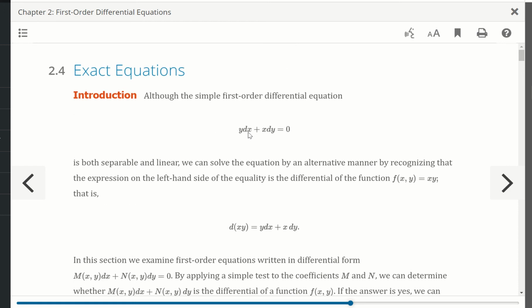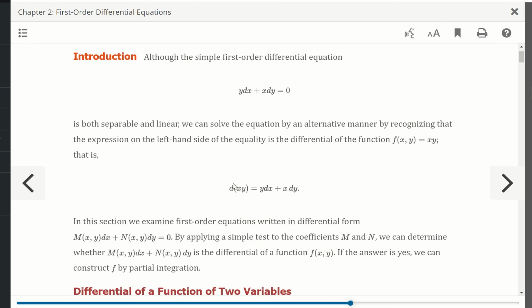A new, alternative way to solve this is to recognize the expression y dx plus x dy as the differential of the function f of x comma y equals xy. If we take the differential of xy, it equals y dx plus x dy.